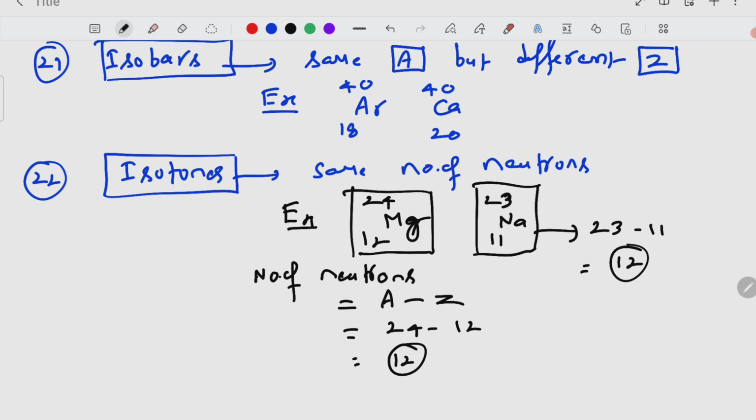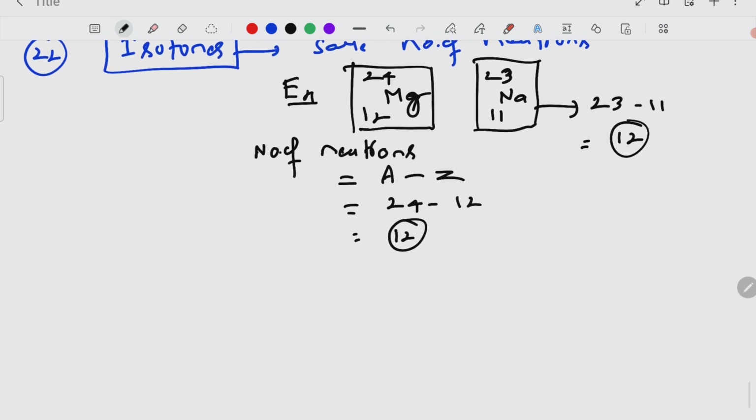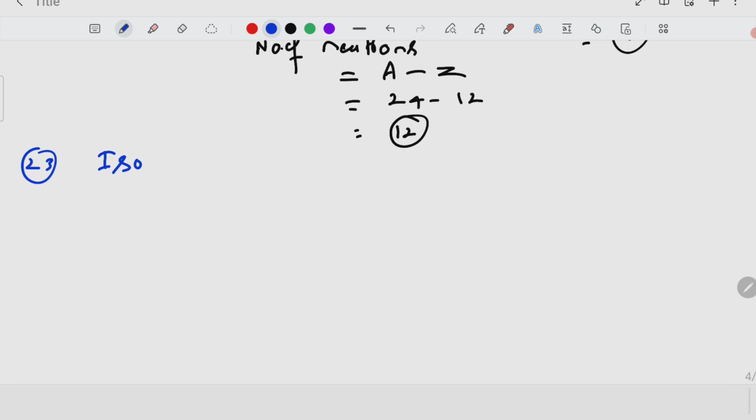So both are isotonic pairs. You can say both are in isotonic relation. Next, isodiaphers.